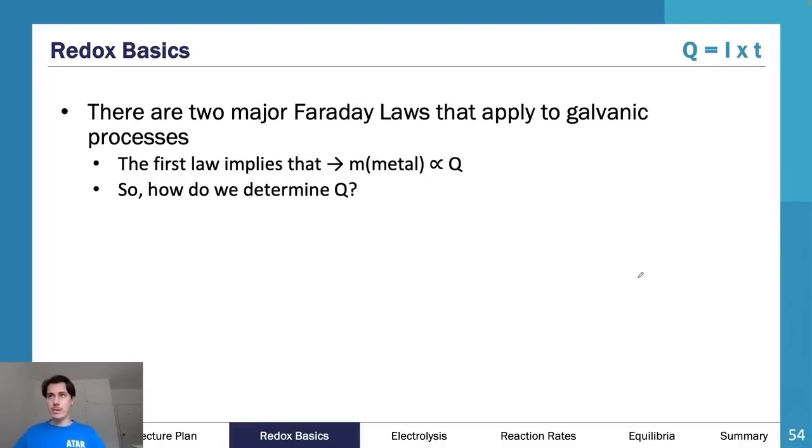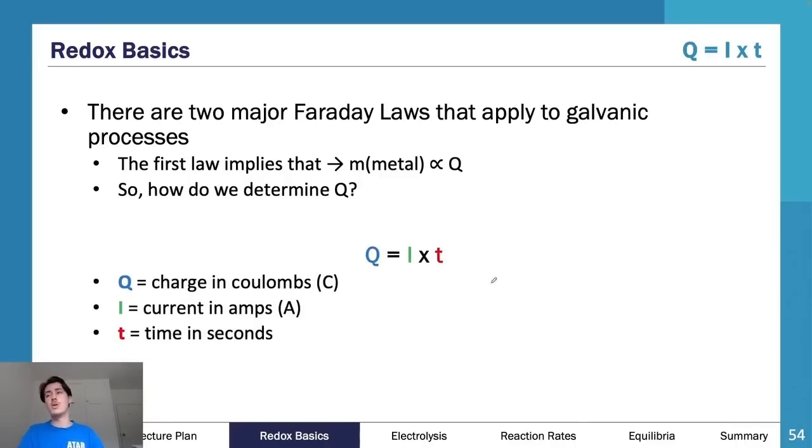There are 2 major Faraday's laws. The first implies the mass of the metal is determined by the electrical activity. When he wrote this out, he said the mass of the metal is proportional to Q. And what does Q mean? Q is the charge in coulombs, and I and T are current in amps and time in seconds. We know a very similar equation to this, which we talked about in the last area of study, calorimetry. We would have discussed E equals VIT, that was in Area of Study 1 with our foods and fuels. Here we look at Q equals IT. So slightly different, but very similar.